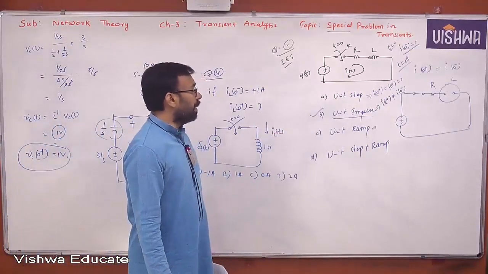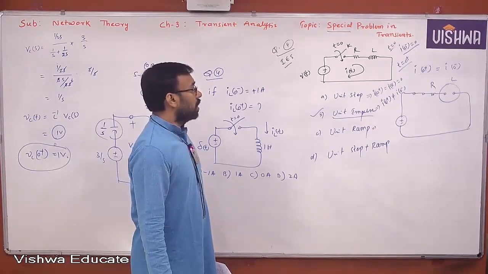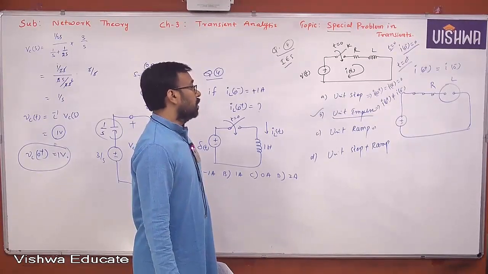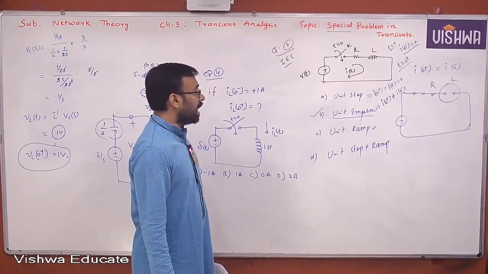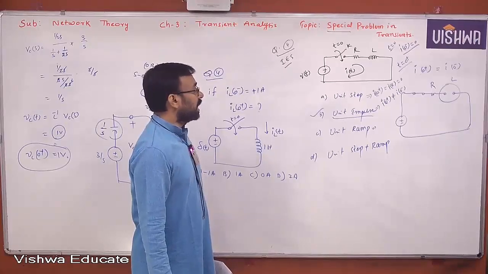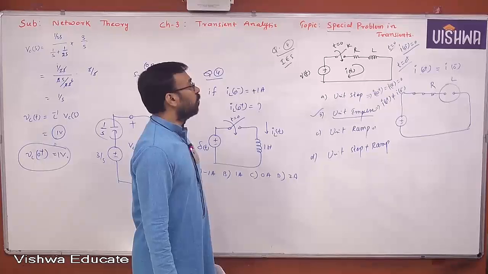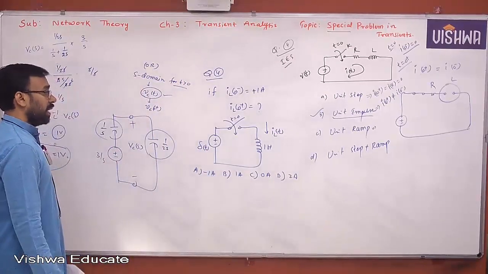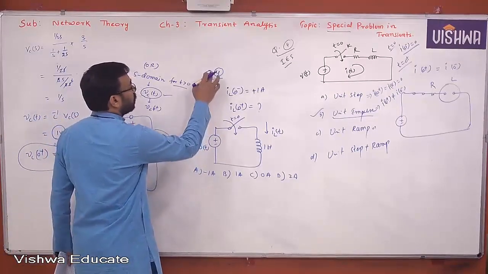When unit impulse is applied, I of 0 plus is not equal to I of 0 minus. That means the current flowing through the inductor is not 0. Whereas when unit step, ramp and unit step plus ramp is given, the current flowing through the inductor is 0. Therefore, the maximum current flows through the inductor when unit impulse input is given. Very simple.